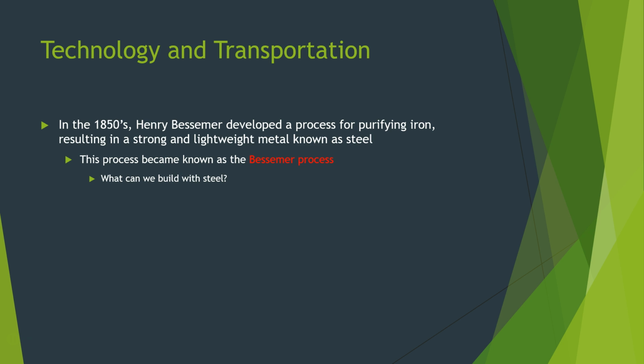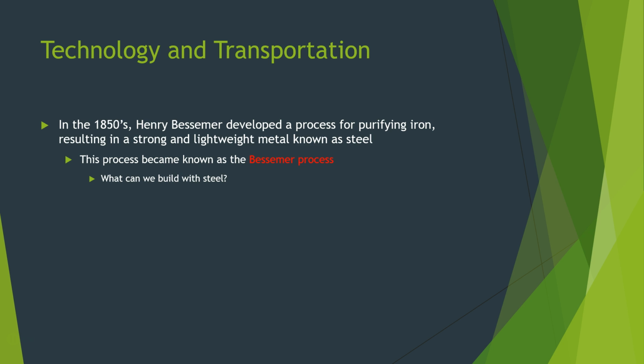Then we've got, in the 1850s, Henry Bessemer, who developed a process for purifying iron. This resulted in a strong and lightweight metal known as steel. The process to make steel is known as the Bessemer process. What we have to understand about this is a super important concept, because without the Bessemer process, we don't have the buildings that we have today. We don't have the infrastructure that we have today. We don't have cities like New York City or Chicago, which are largely built based upon this new technology.